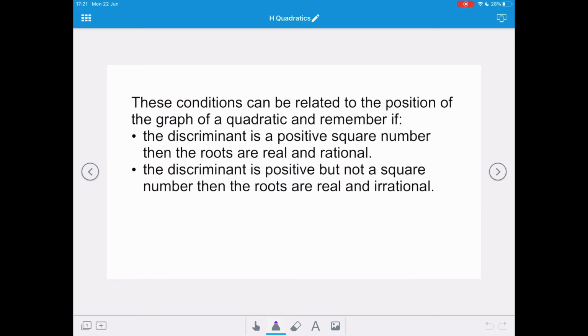So these conditions can be related to the position of the graph of a quadratic. And remember, if the discriminant is a positive square number, then the roots are real and rational. And if the discriminant is positive but not a square number, then the roots are real and irrational.